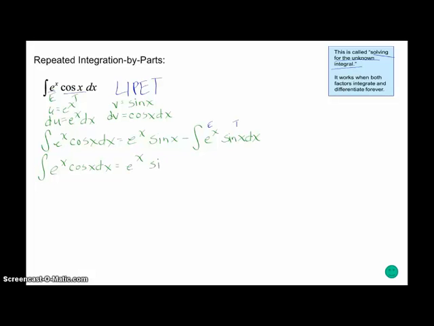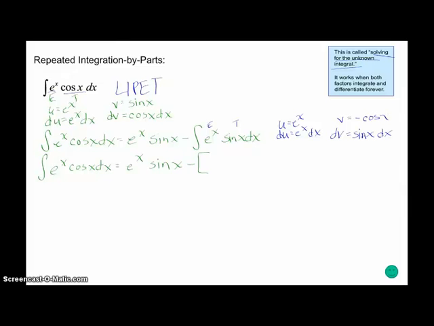equals e to the x times the sine of x minus, now over here, LIPET tells us u needs to be e to the x again, dv has to be sine of x dx, so we're in good shape there. Du once again is e to the x dx, and v, this time what did I take the derivative of to get positive sine?